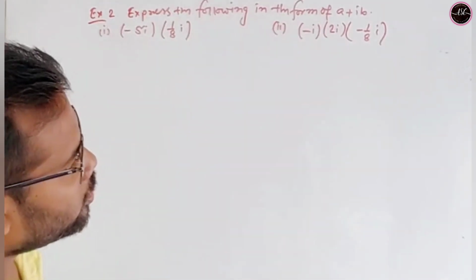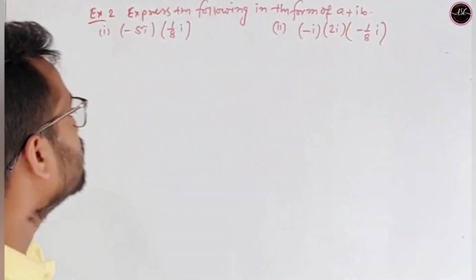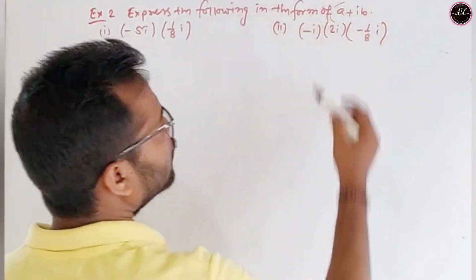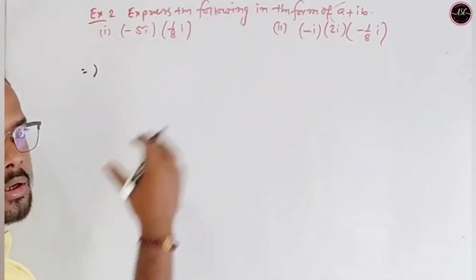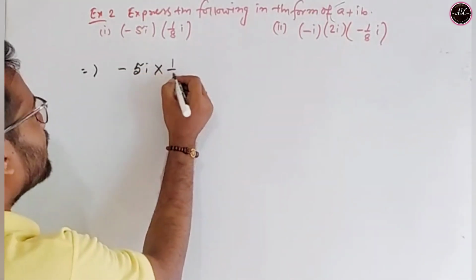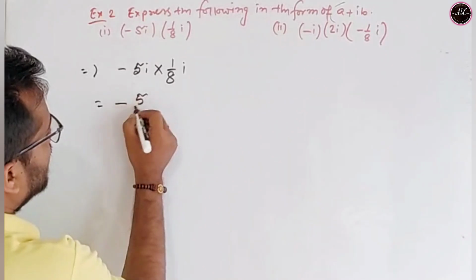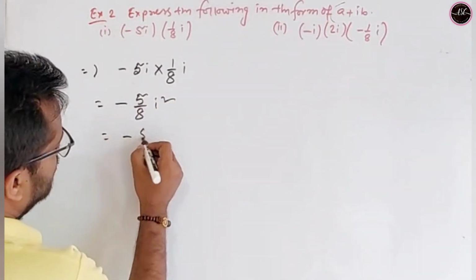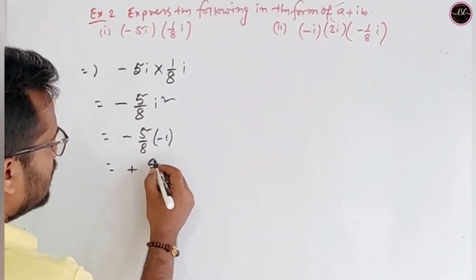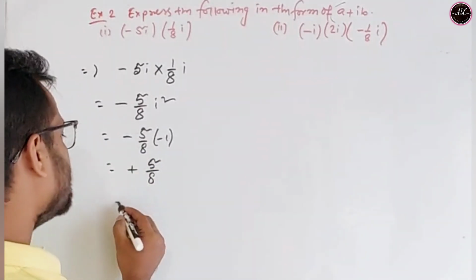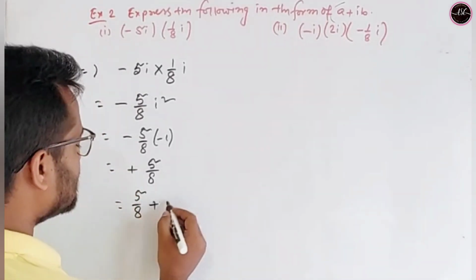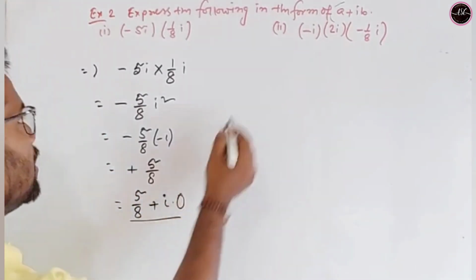Express the following in the form of a plus ib. So this form has to be converted to this form. Look, we simply multiply this. We get minus of 5i into 1 by 8i. So minus of 5 by 8 i square. So i square means minus 1, so we get minus of minus, plus 5 by 8. There is no imaginary part, so this can be written as 5 by 8 plus i dot 0. So this is the a plus ib form.